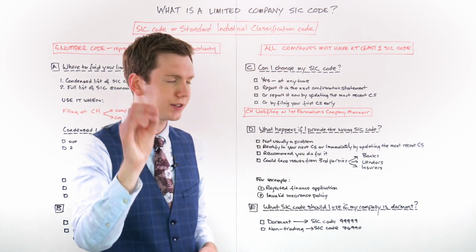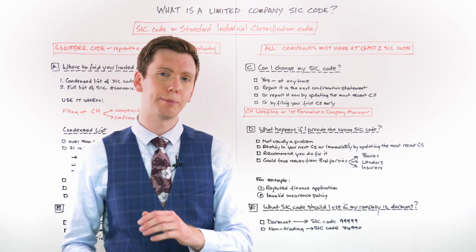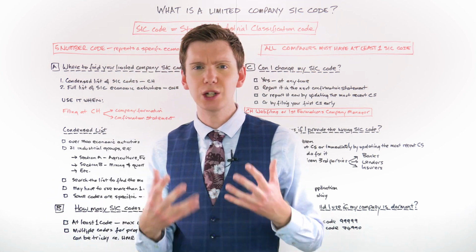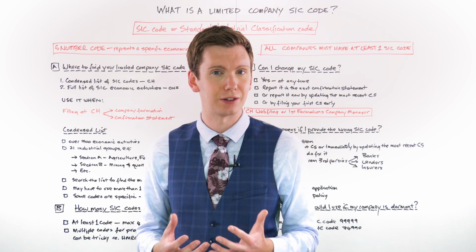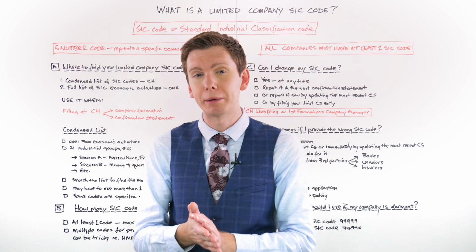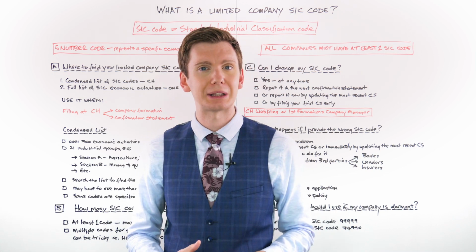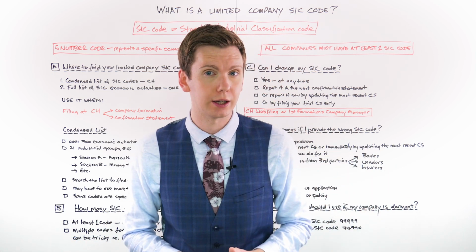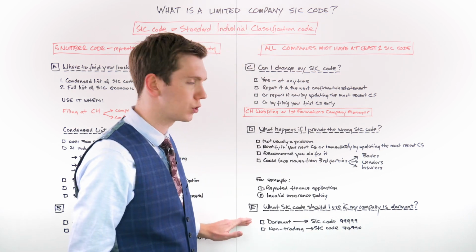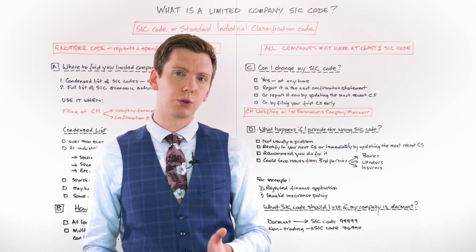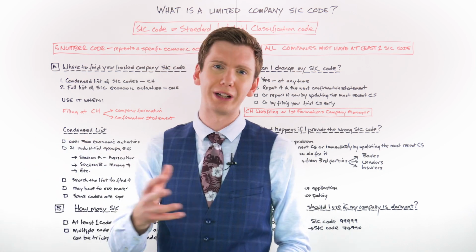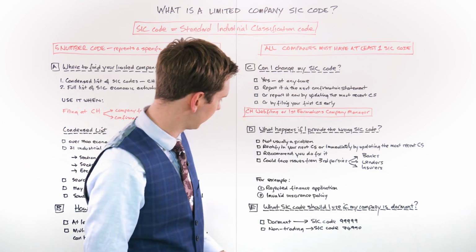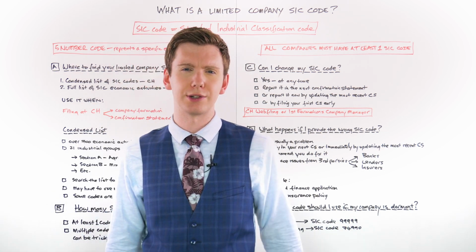Finally, let's talk about the SIC codes you should use if your company is dormant. Now, dormant and non-trading companies actually have their own specific SICs that they can use. If your company is dormant, i.e. it's not trading and has no significant accounting transactions going through, you should use the SIC code 99999. If your company is non-trading, however, which is where it's not really doing any business, but certain transactions are still going through the books, then you would want to use 74990.